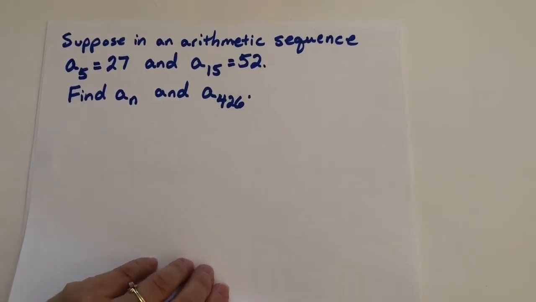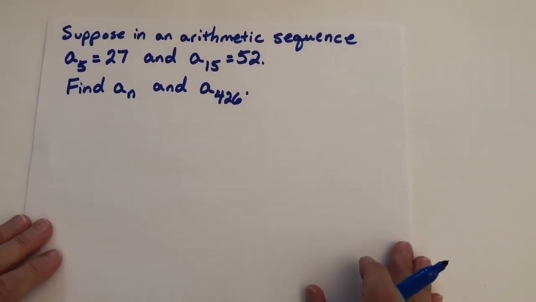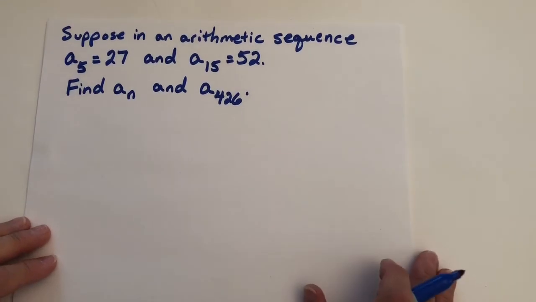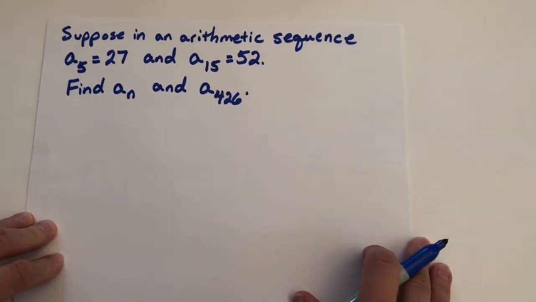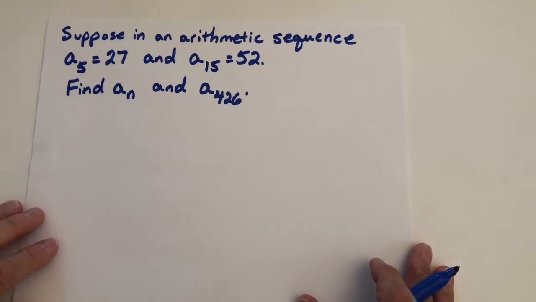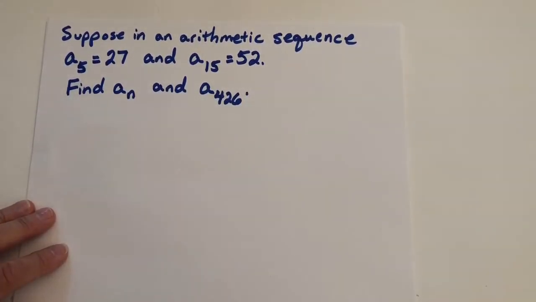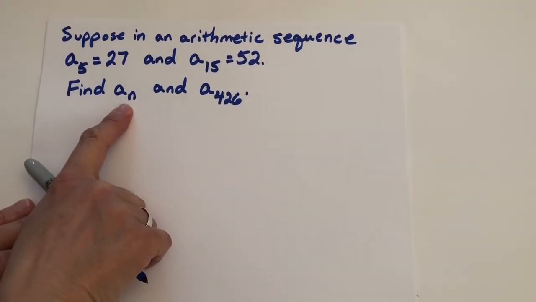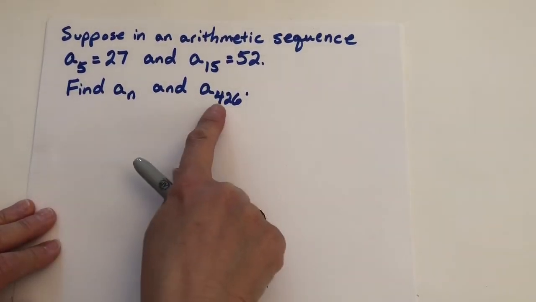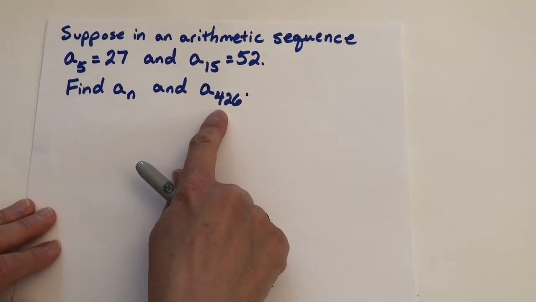Let's do one more problem. It will look like this. Suppose we have an arithmetic sequence and we're not given the first term, we're provided with the fifth term and the 15th term, and our task is to find a formula for the nth term. And for good measure, once we find that formula, why don't we find the 426th term of the sequence?